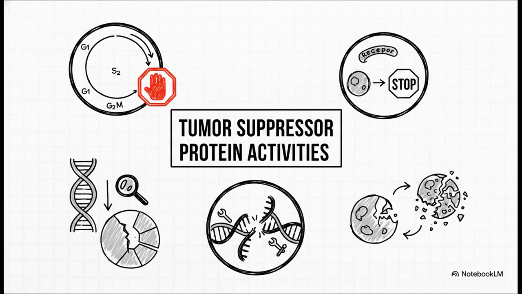So, to summarize, their activities fall into 5 major categories: regulating cell cycle entry, receiving anti-proliferative signals, acting as DNA damage checkpoints, promoting apoptosis, and participating directly in DNA repair.